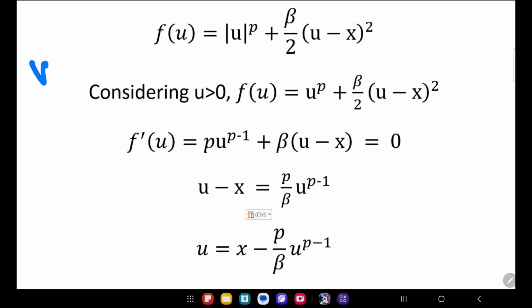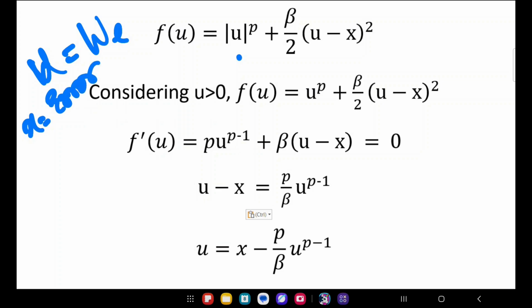Now let's say U equals WE, and consider a function f(u) which is the p-norm of u plus beta by 2 times (u minus x) whole squared. So x is actually the error term. Considering u greater than 0, f of u is u to the power p plus beta by 2 times (u minus x) squared.